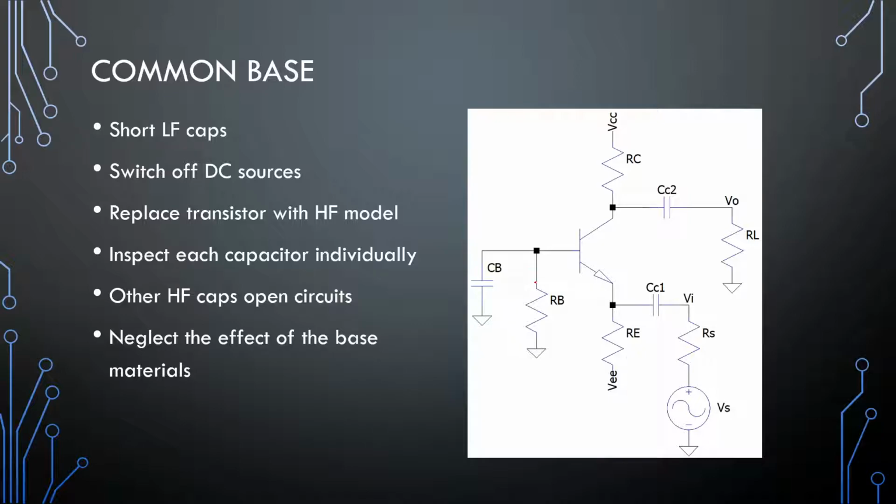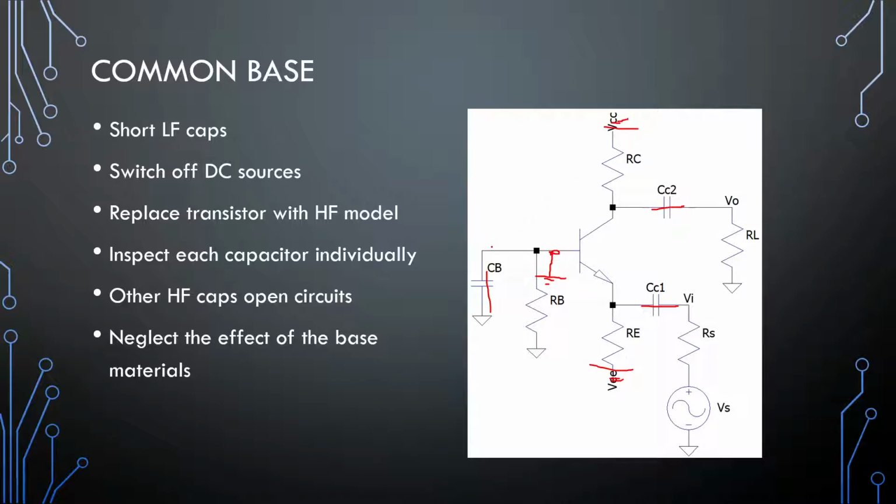So common base for high frequency is, as always, we short out the low frequency capacitors. This means that this node over here is grounded. That has some interesting properties for us in the end. DC sources get switched off and become grounds.